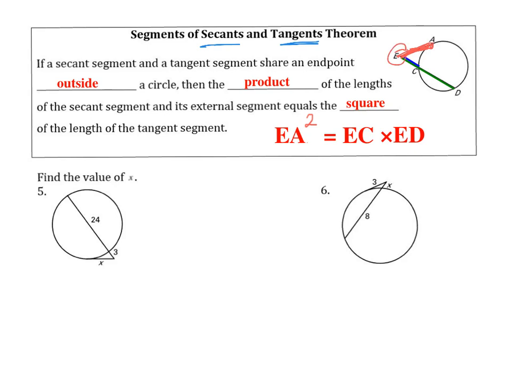So according to my theorem, I'm going to square that tangent, EA squared, and it's going to be equal to the product of, once again, the piece, the external piece, times the whole thing, ED, that whole secant segment. So let's see if we can apply this theorem.